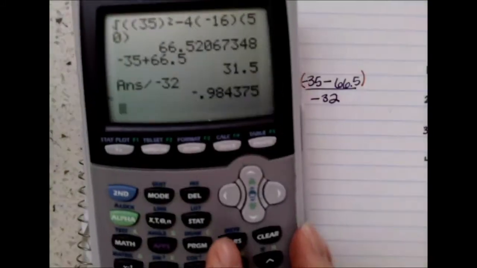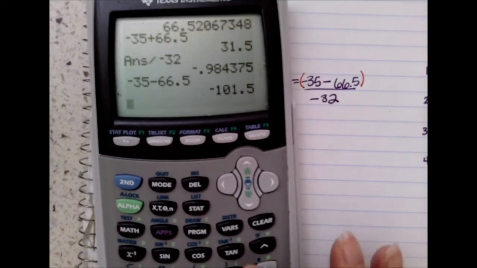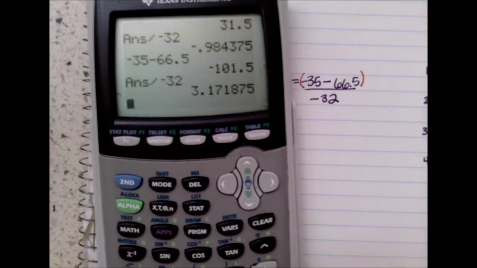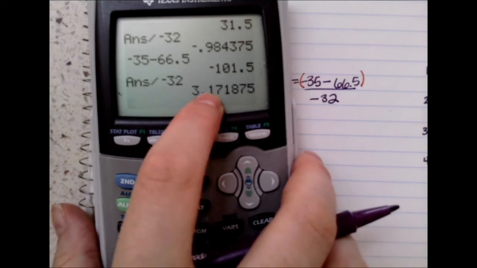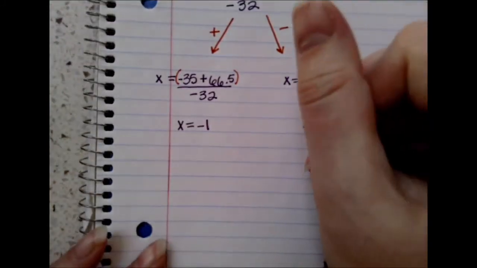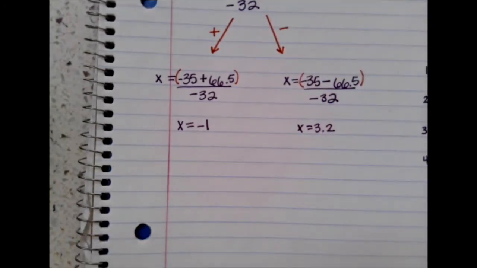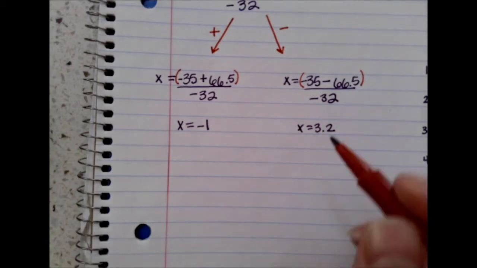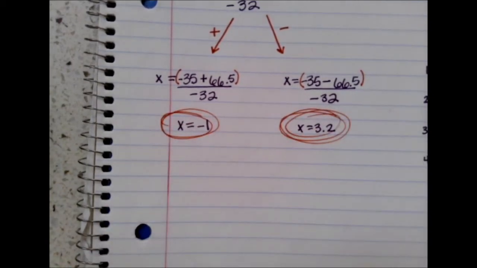Then same thing over here, but I'm going to hit minus instead, so negative 35 minus 66.5, and then divide, and I get 3.1, but we need to round up, so 3.2. And those are our two answers. These are our two x-intercepts for our quadratic.